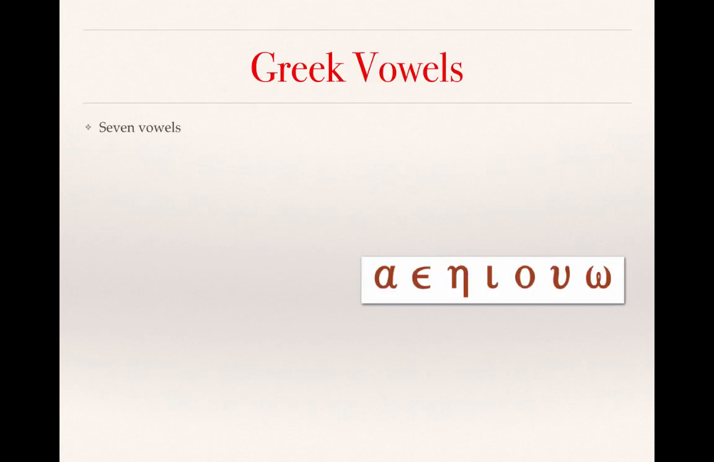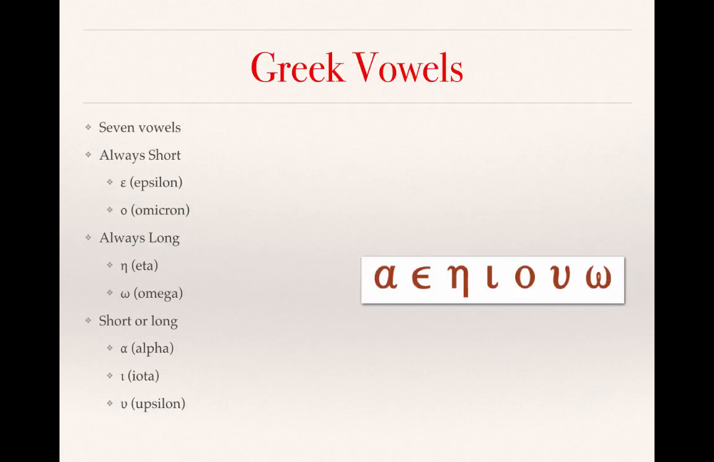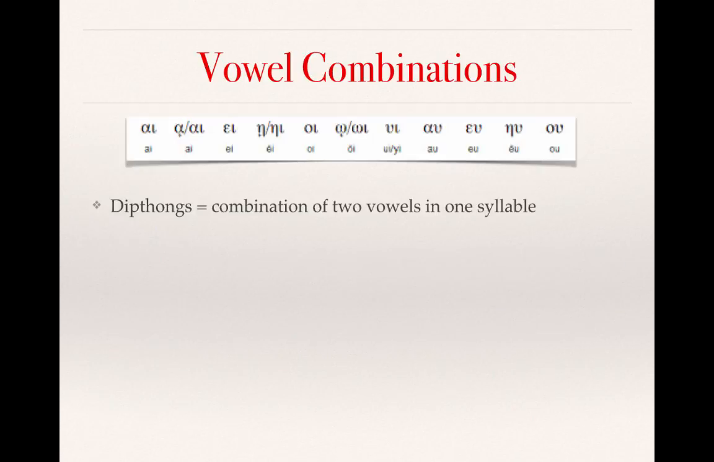All right, so there are 7 Greek vowels. Two of these are always short, epsilon and omicron. Two of them are always long, eta and omega. You can see how they correspond to one another. And then three of them can be either short or long, depending on their placement in a word: alpha, iota, and upsilon. Now, when I say long and short, that just means that the length of sound of the vowel is lengthened or shorter. Now, there are also in Greek vowel combinations, and the fancy word for that is diphthongs, which is just a combination of two vowels in one syllable.